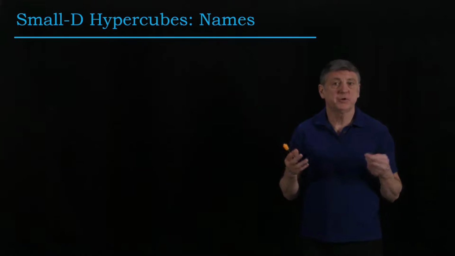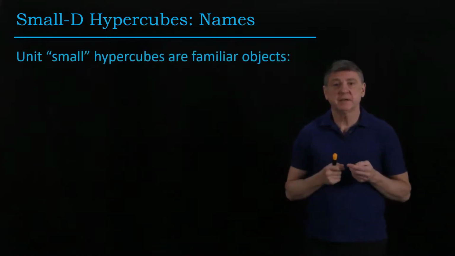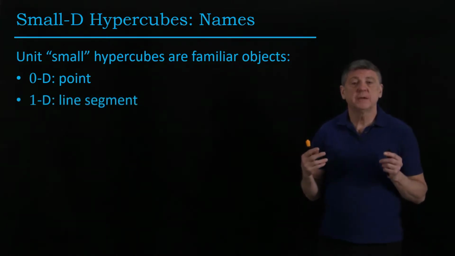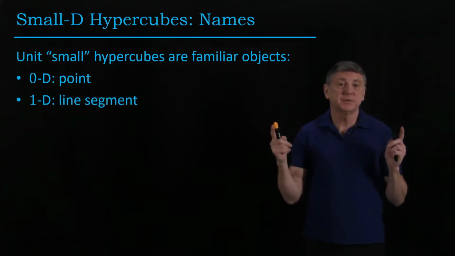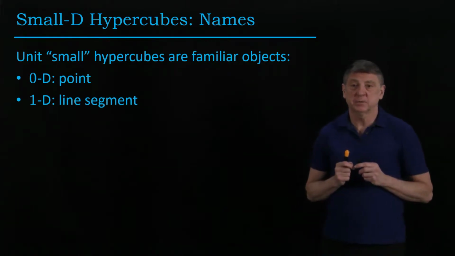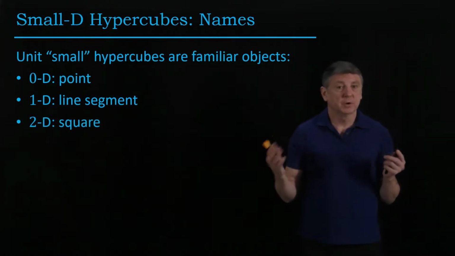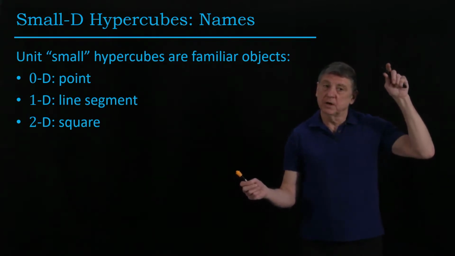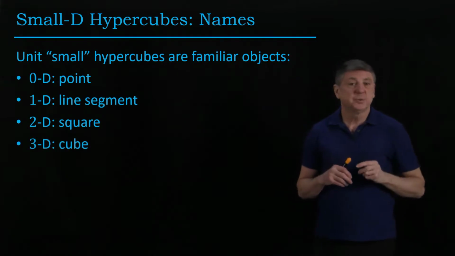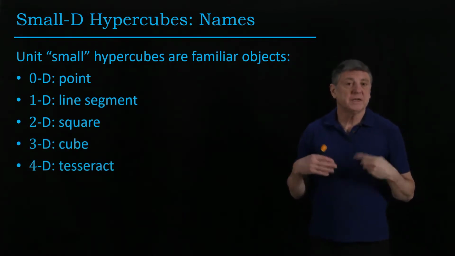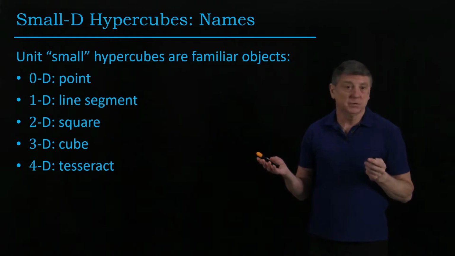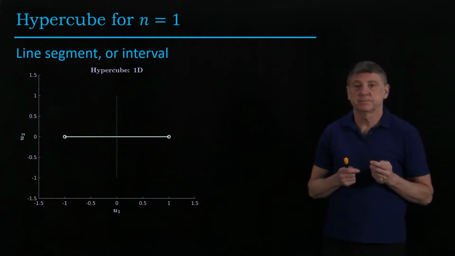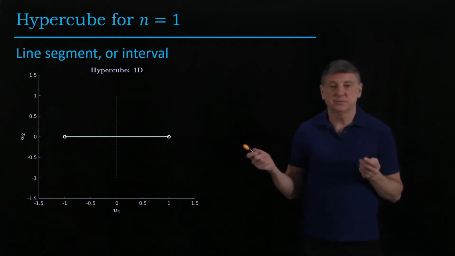So small dimensional hypercubes have names, and you're familiar with many of these names. If it's 0 dimensions, we call that a point. If it's 1 dimension, we call it a line segment, specifically a unit line segment that goes between -1 and +1. In 2D, we call it a square, and this will have a lower corner of -1, -1, and an upper corner of +1, +1. In 3D, it's a cube. In 4D, it's a tesseract, and beyond that, I don't know any common names for hypercubes because we rarely go even into 4 dimensions. We can visualize these hypercubes very easily.